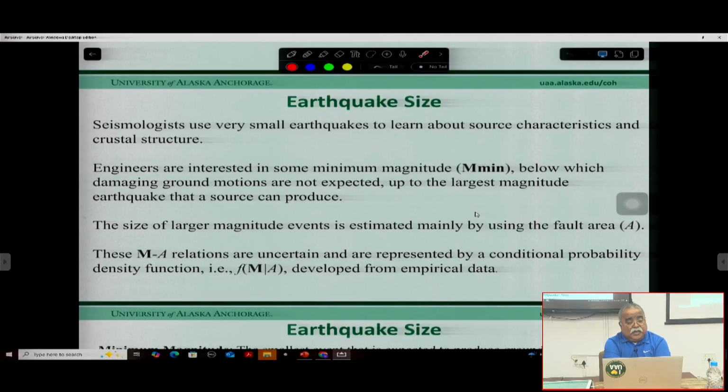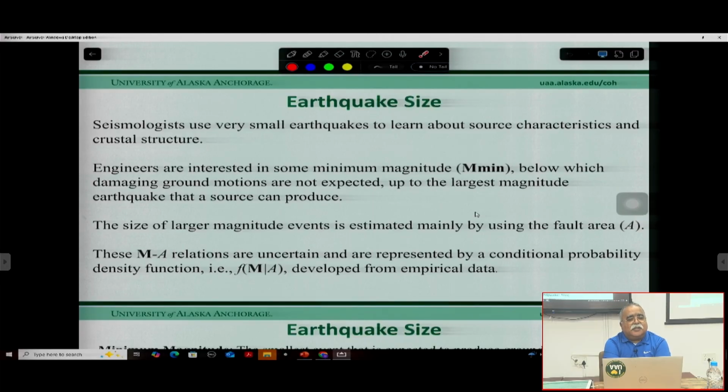There is a fundamental difference between the approach of the seismologist and the approach of an engineer, right? The seismologist uses the small magnitude earthquakes and tries to calculate the source characteristics and crustal structure based on whatever small magnitude earthquakes they had, and tries to be satisfied with that. But the engineers are always interested in the big magnitude.